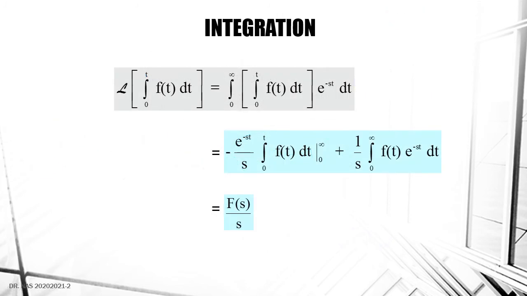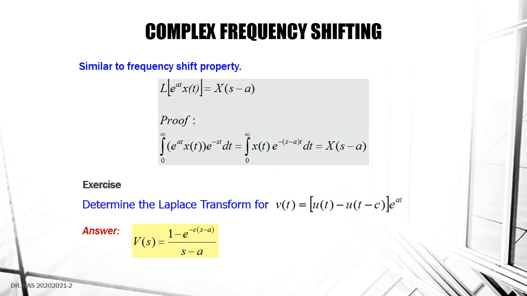Okay, next property is the integration. Refer to the table. When you have the integration of ft, in S domain it is equal to Fs divided by s. Lastly, complex frequency shifting. When you have shifting in frequency, same goes to the frequency shift property. You will have an exponential function multiplied with your signal in time domain. You can try this out.